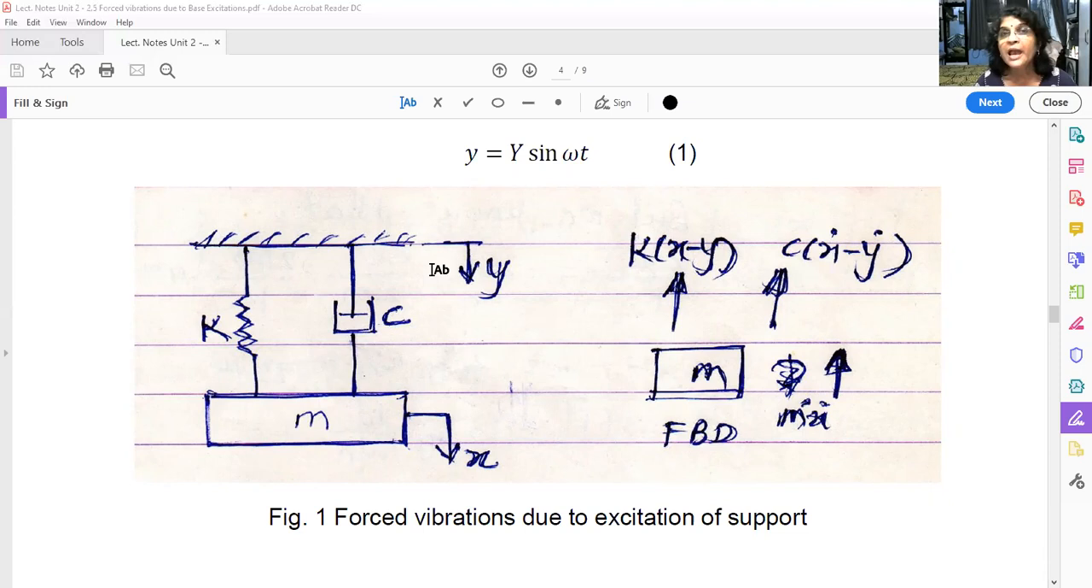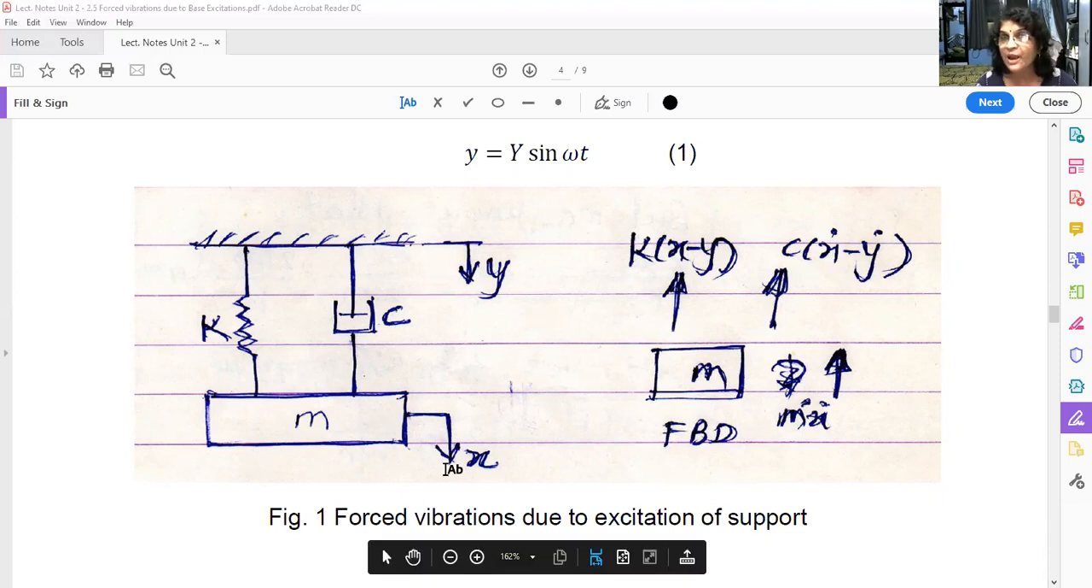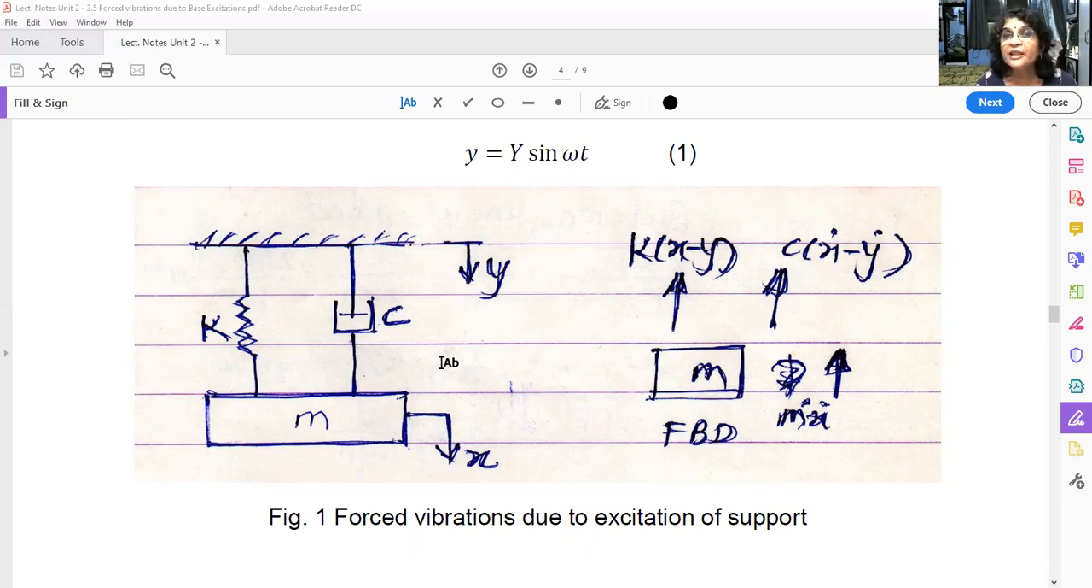But here the support is also vibrating. So at a time, if we assume that at this instant your mass is going down by amount x and your support is also going down by amount y, then what will be the relative motion of this mass? x minus y. That's why the spring force is k into (x minus y) and the damping force is c into (x dot minus y dot), by differentiating x minus y.